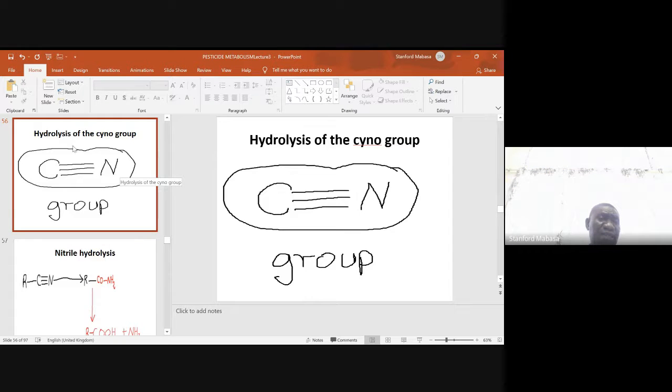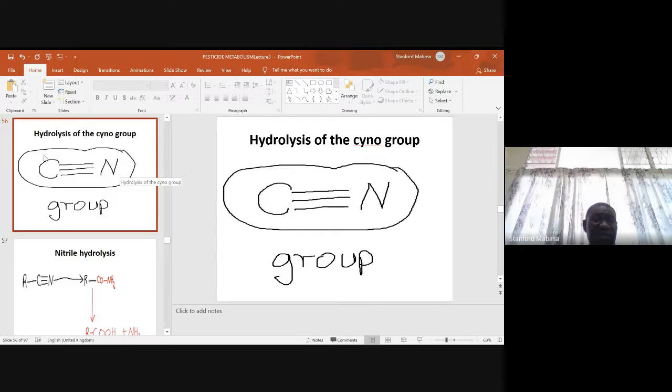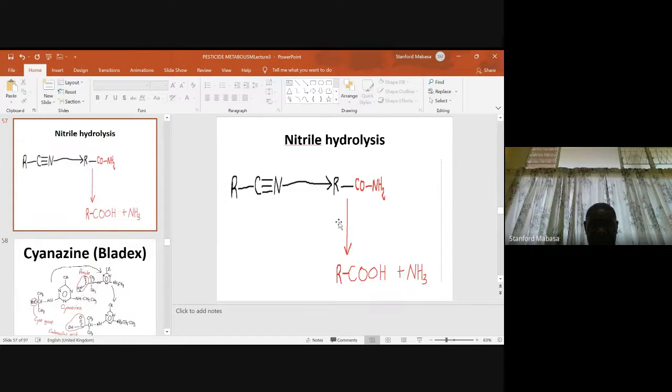Here we've got the cyano group, which is carbon attached to nitrogen via a triple bond. So what happens is that the cyano group, sorry.